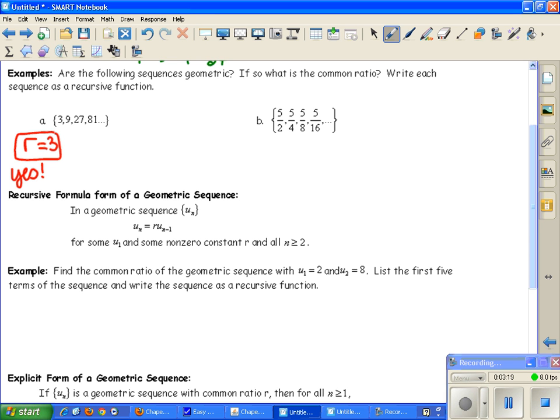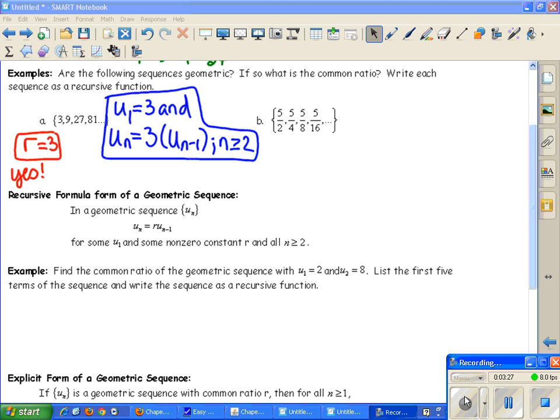So now if I want to write the recursive form for the sequence, I would have to state the first term and then state the rule for finding the nth term. So my first term is u sub 1 is equal to 3, and to find the nth term, I would do u sub n is equal to my common ratio r times my previous term, so u sub n minus 1. And of course, this has to be for n greater than or equal to 2.